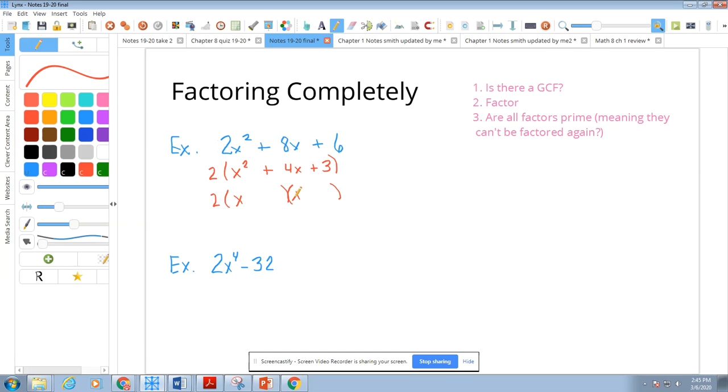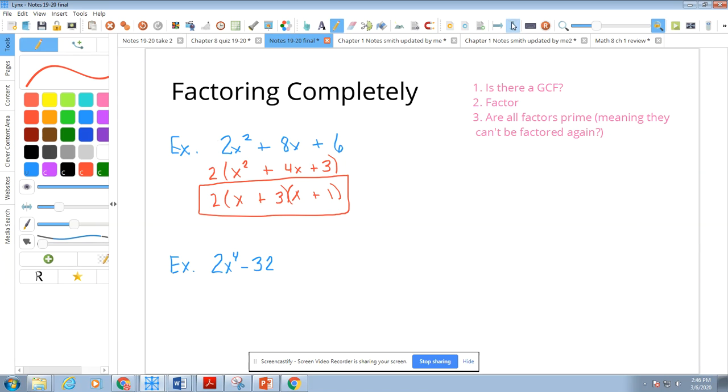X squared has to factor into x and x. 3 has to factor into 3 and 1 since it's prime. And it's going to be x plus 3 times x plus 1. Each of these factors is prime now. I can't factor it any further. So this is considered factored completely.